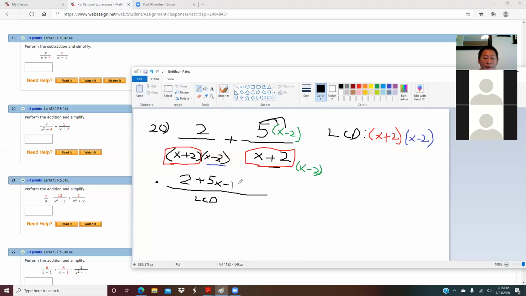And then lastly, what you need to do here is combine like terms. So 5x is still 5x. And then 2 minus 10 is a negative 8. Okay, so 2 take away 10 is negative 8. And then you have an LCD of x plus 2 and x minus 2, the same as what we had early on here.